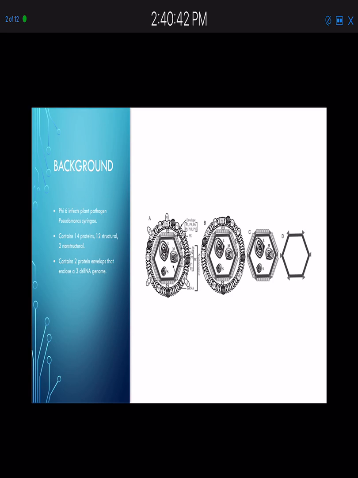Phi-6 also contains a 2-protein envelope that encloses a 3 double-stranded RNA genome. The 2 protein envelopes are known as the nucleocapsid and the procapsid, the nucleocapsid being the outermost protein envelope and the procapsid being the innermost envelope. The 3 double-stranded RNA genome segments are named based on their size, S being the smallest, M being in the middle, and L being the largest.